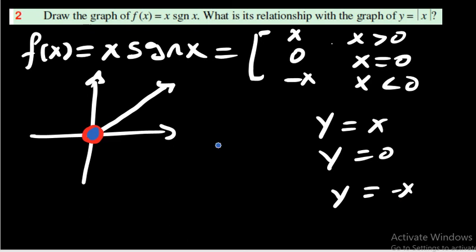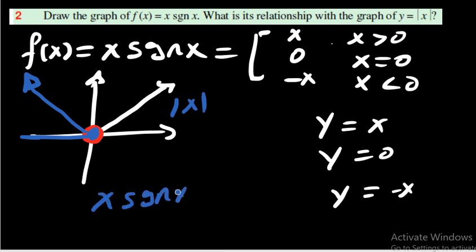And y equal to negative x is a line slanted to the left. From here to here, again, it will continue. But I will consider only x less than 0, which means I will ignore this part. So the graph remains up right and up left. This graph looks like the graph of the absolute value of x. So we can say x signum x and the absolute value of x, the graph is similar.